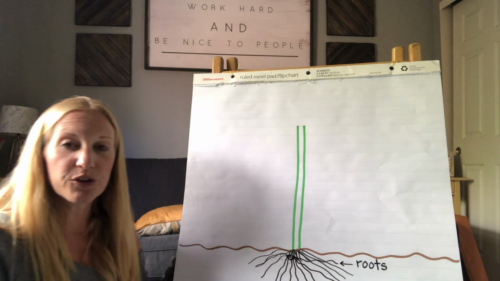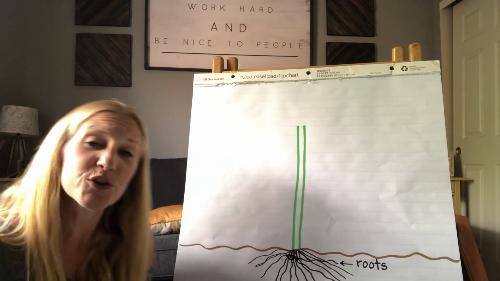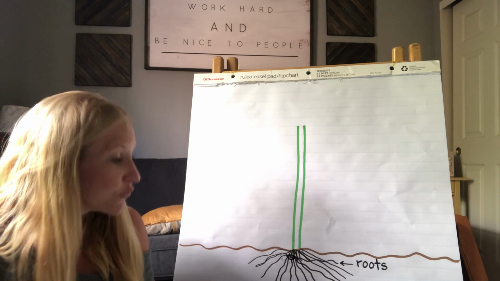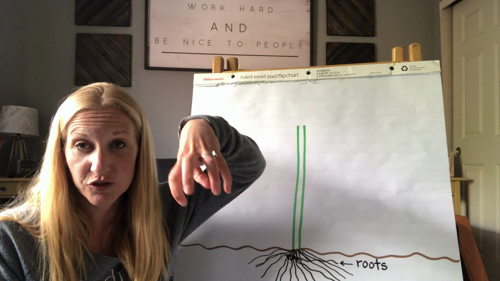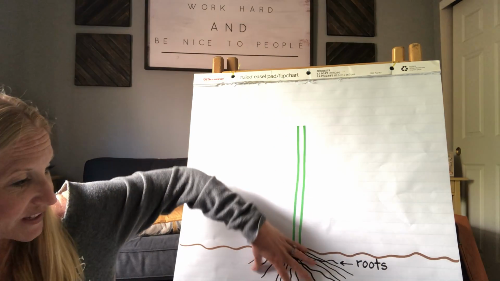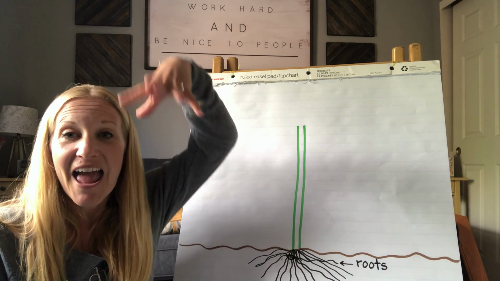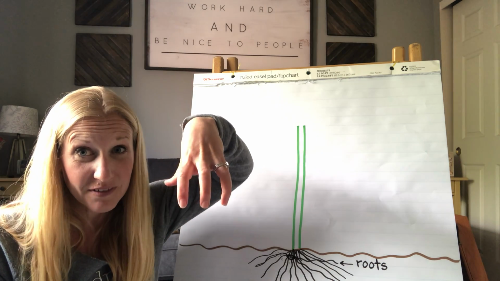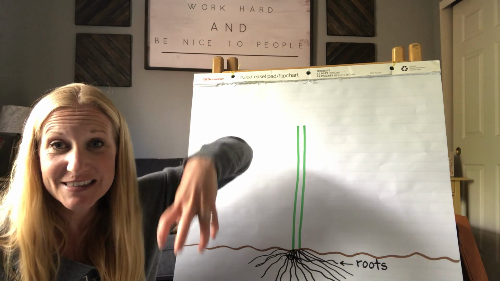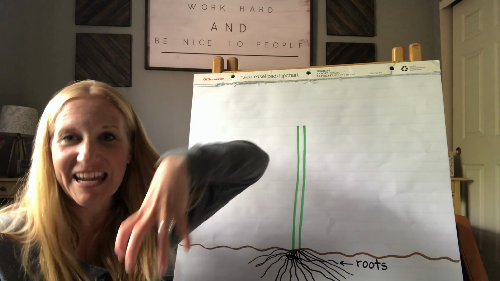Now, roots do actually two things for the plant. The first thing that the roots do for the plant to keep it alive is they grab on to the soil. Look, you can almost see it. It's like a bunch of little fingers coming down out of the plant, and it grabs onto the earth. And that's really important because that makes the plant stay there. So we say that that's an anchor.